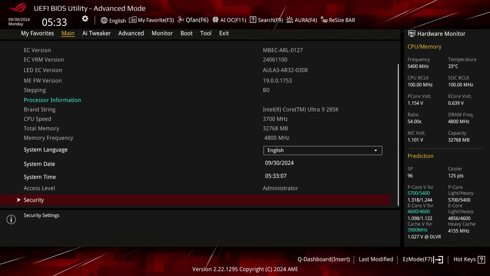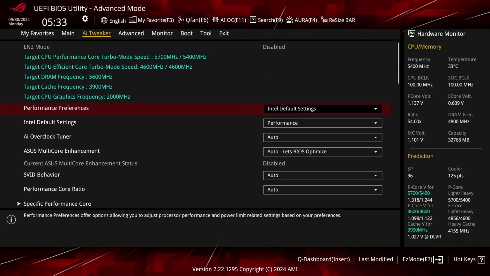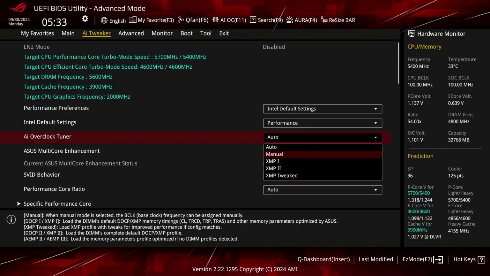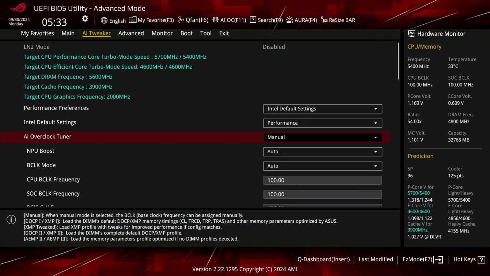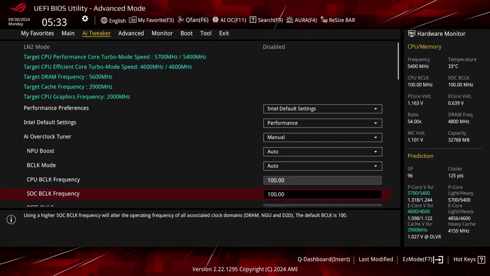You can configure the SoC BCLK frequency between 40 and 1000 MHz. In the ASUS ROG BIOS, you can configure the SoC BCLK frequency in the AI Tweaker menu by first setting AI Overclock Tuner to anything else than auto.